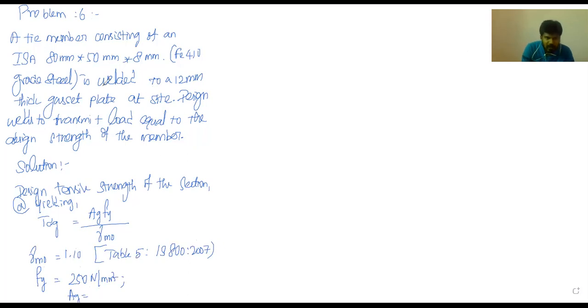Okay, now what is the value of A_g that we have to calculate? So A_g for the given section, that is ISA 80 by 50 by 8 mm. Now we have to find it from the IS handbook. So we'll share the handbook right now.